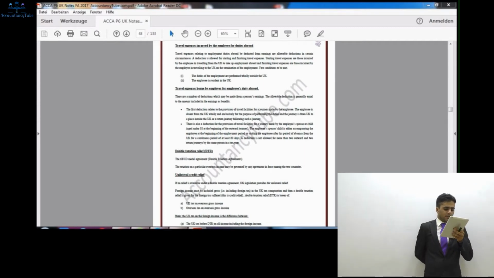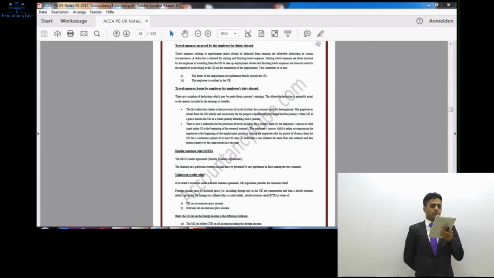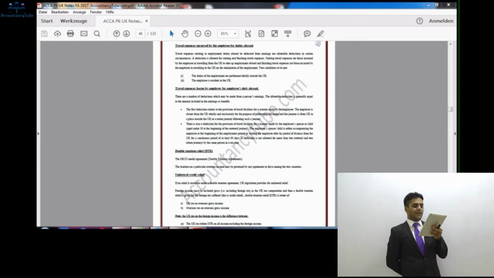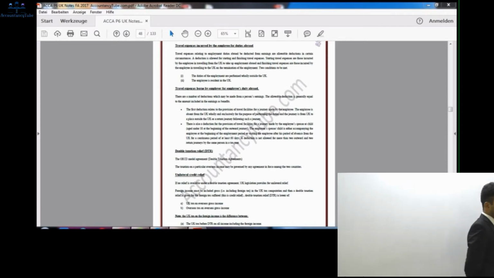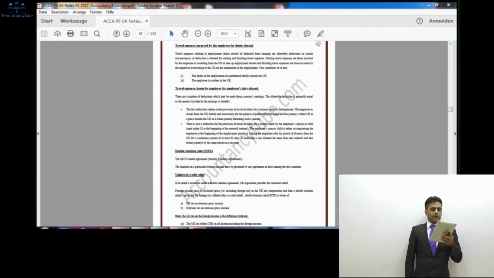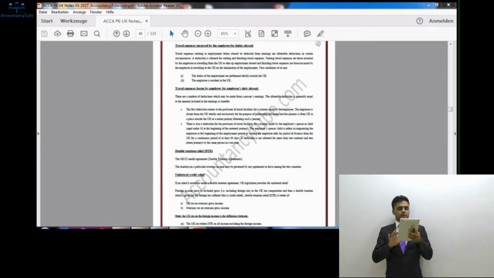Right, and after that it says, note that the UK tax on the foreign income is the difference between the UK tax before double taxation relief on all income, including foreign income, and the UK tax on all income except foreign income. So it is a difference of these two. Right, so that's the end of this chapter. We will do a question now.